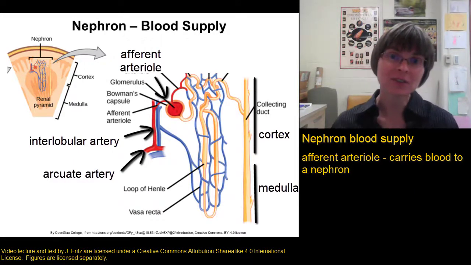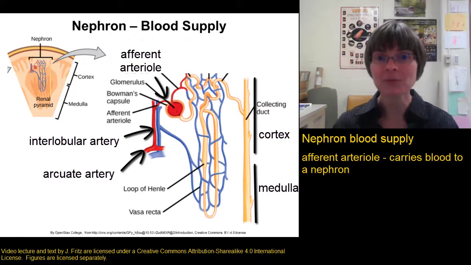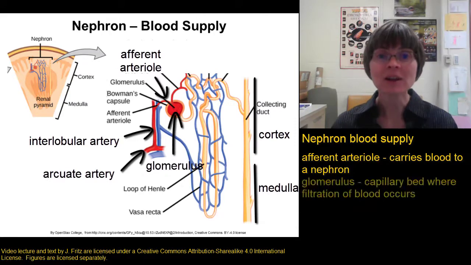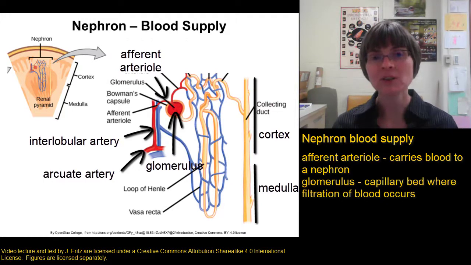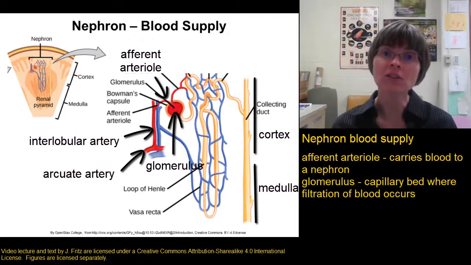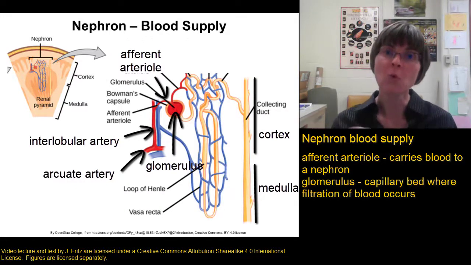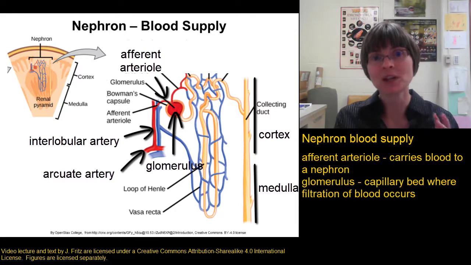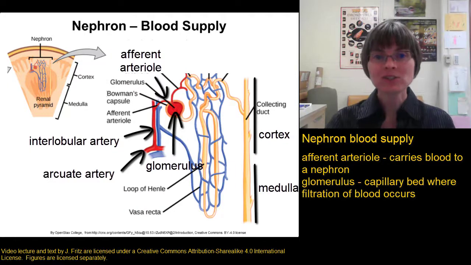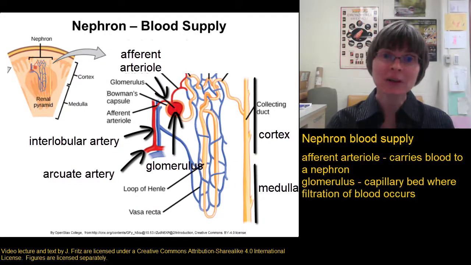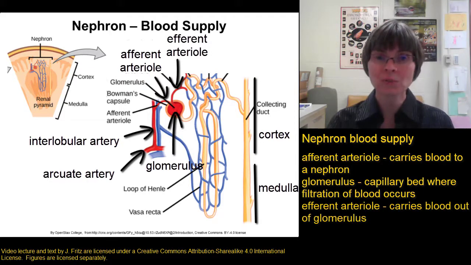The afferent arteriole branches into a capillary bed called the glomerulus. The glomerulus, the capillary bed, is surrounded by a renal capsule that's going to collect all of the water and the molecules that are filtering out of the glomerulus. This is where filtration actually happens, where water and good and bad molecules are all going to filter out of the glomerulus and be captured by the nephron. Once filtration has been accomplished, the remaining blood in the glomerulus is gathered into an efferent arteriole. This carries the blood out of the renal corpuscle.